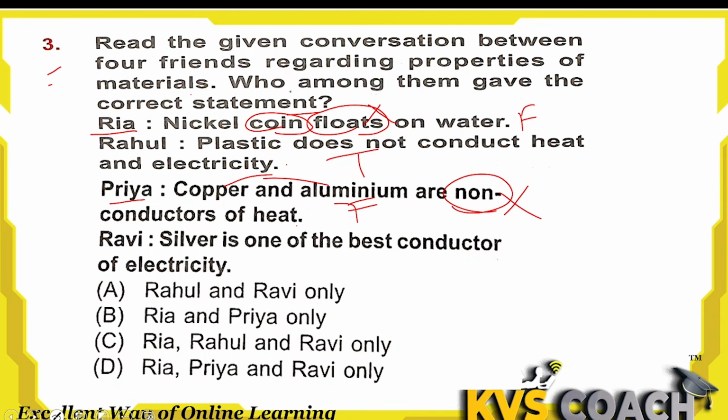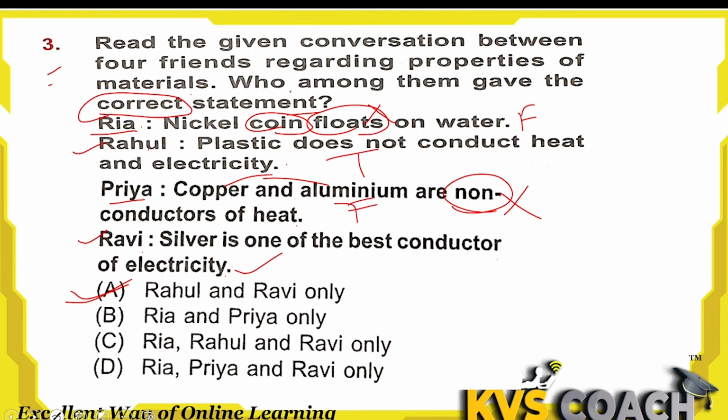Silver is one of the best conductors of electricity. Absolutely right. Silver is the metal which is the best conductor of electricity. So here Ravi and Rahul are right, but Riya and Priya are wrong. They are asking for the correct statement. So Rahul and Ravi are saying the correct statement. It means Rahul and Ravi only.